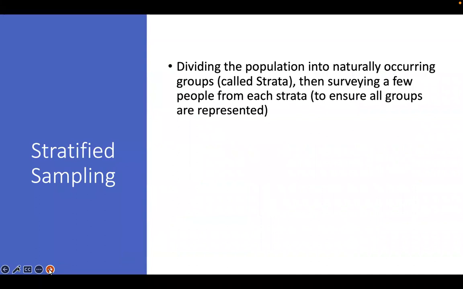Stratified sampling is similar to cluster in that we're dividing people into groups, but with stratified sampling, we're dividing them into naturally occurring groups. So maybe by eye color, blue-eyed people, brown-eyed people, hazel eyes, whatever. So they're naturally occurring, or people who live on numbered streets versus lettered streets versus named streets, naturally occurring things. We call these naturally occurring groups strata. Then we survey a few people from each group, right? So from each strata. And this ensures that we have all groups represented, so that hopefully we stay away from that over or under representation because we're talking to a few from each.